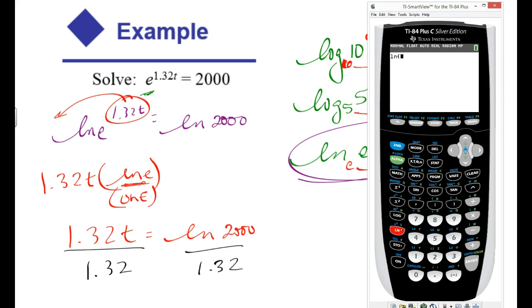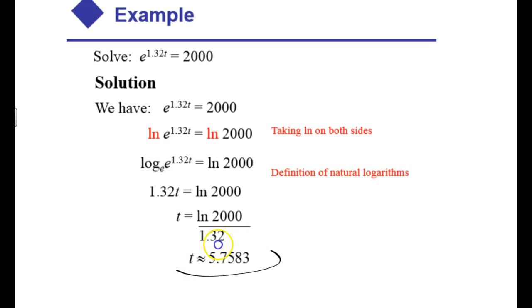So I'll type in the natural log of 2,000 and divide by 1.32. 5.76 is what the author is going to get here.